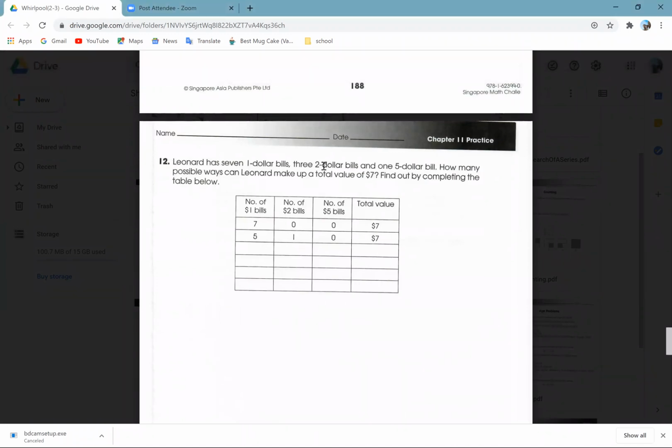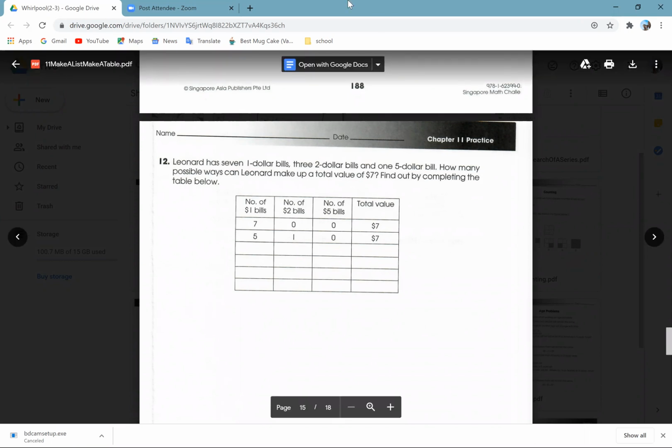A $1 bill, three $2 bills, and one $5 bill. How many possible ways can make up the total of 7? Find out by completing the table below. So let's get our pen out, or pencil, or whatever you're using. I'm going to go ahead and do black. So we have 7, 5, 6.